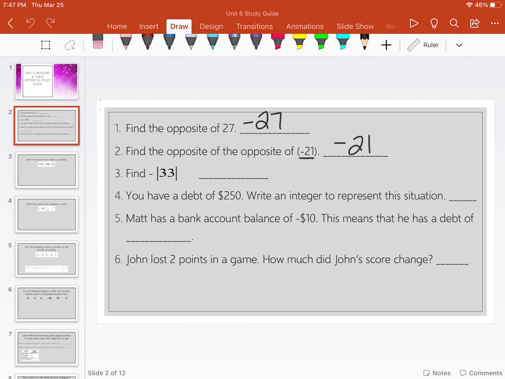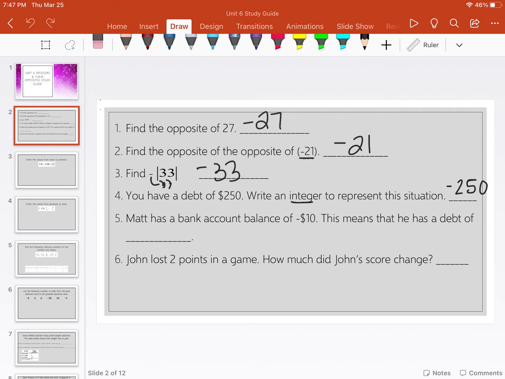The next one says find the opposite of the absolute value of 33. Well, the absolute value of 33 is 33, and then the opposite of that is negative 33. Okay, number 4, you have a debt of $250. Write an integer to represent this situation. So since we are writing an integer, we can use negatives here. So negative 250 is what we're going to write.